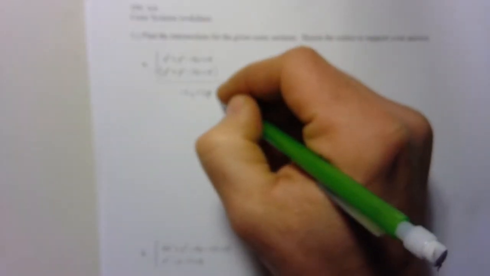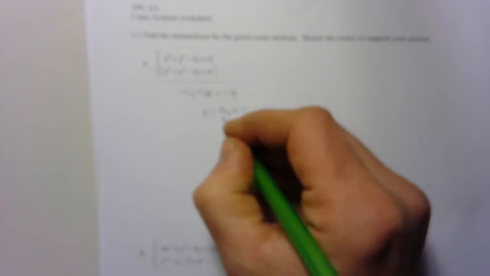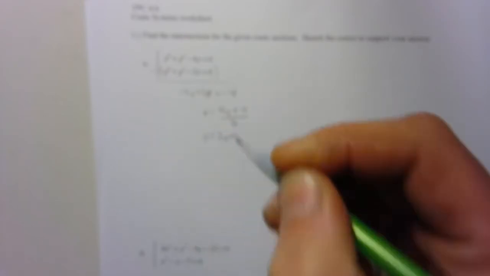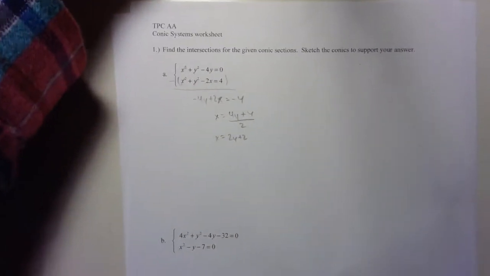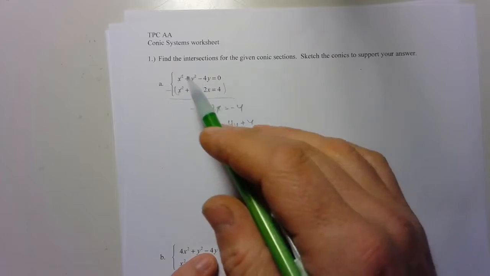At this point, I could then say that x equals (4y plus 4) over 2, so x equals 2y plus 2. So I can take this and plug it into one of those two equations I had at the beginning. Sorry that it's a little fuzzy. Let me just see if I can get this to work a little better.